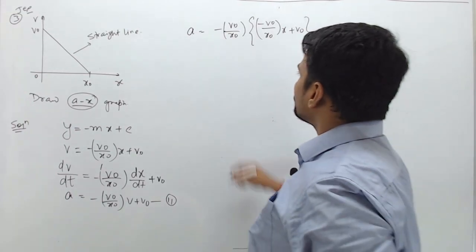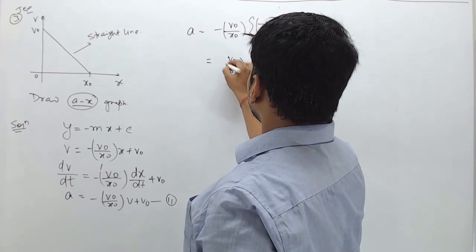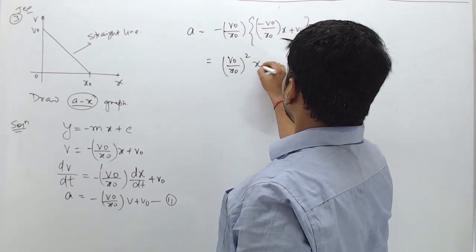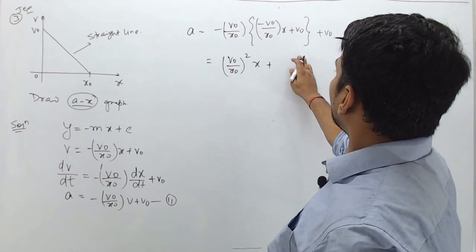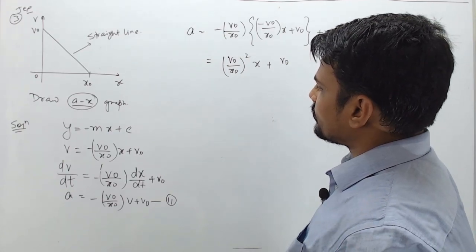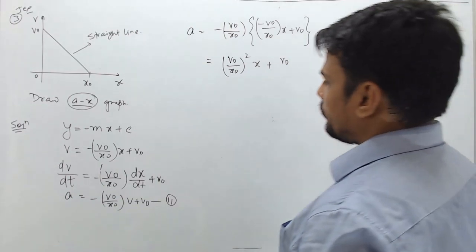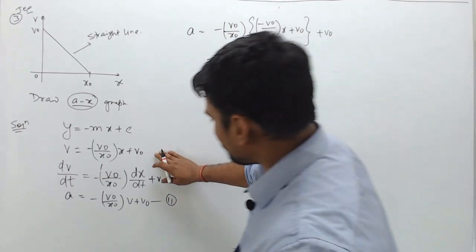तो इसको ओपन कर लेते हैं. Let's open it up. This is going to be how much? V naught upon x naught whole square times x plus, this is going to be how much? V naught है ना, y is equal to mx plus c. बढ़िया. तो y intercept is positive v naught है ना. ठीक है.